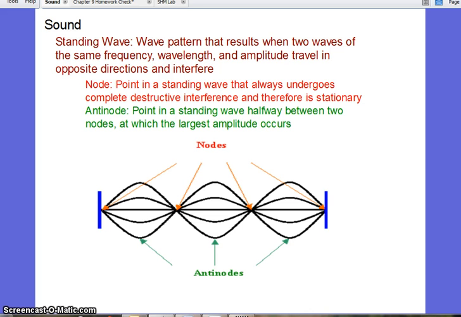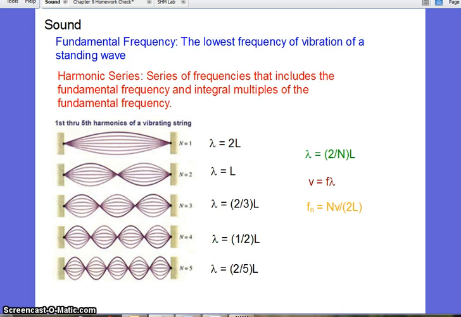And there are certain points that move a maximum displacement. We call those antinodes. Those are points in a standing wave halfway between two nodes at which the largest amplitude occurs. Now, if we just have one antinode and then two nodes on either side, we call this the fundamental frequency. This is the lowest frequency of vibration of a standing wave. It's sometimes referred to as the first harmonic as well.